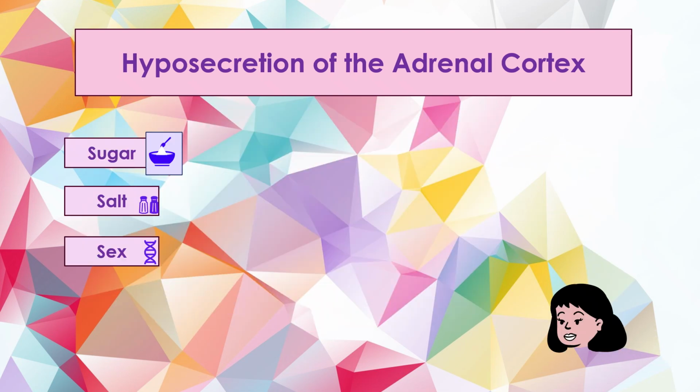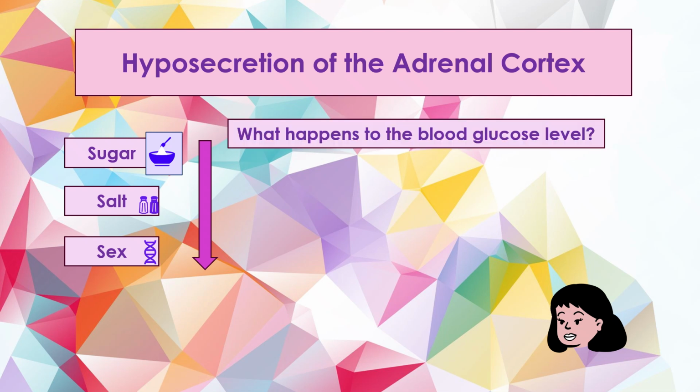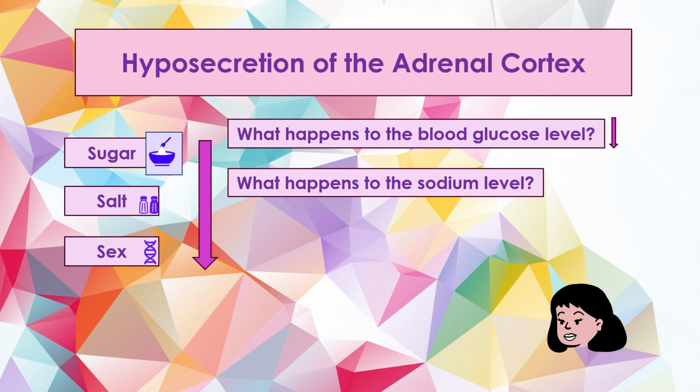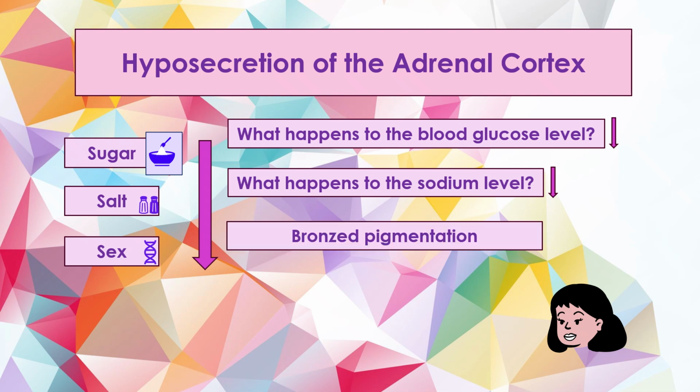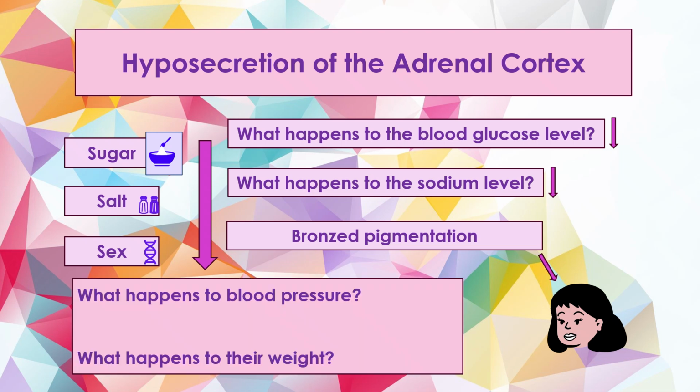For hyposecretion of the adrenal cortex, decreased glucocorticoids, mineralocorticoid aldosterone, and decreased sex hormones. So what will happen to the blood glucose levels? They'll go down. The sodium level, it will go down as well. Sex hormones go down, and you also may notice bronzy pigmentation or hyperpigmentation for your client. So if the sodium goes down, what happens to the blood pressure? It's going to go down. What would happen to their weight if they have decreased glucocorticoids and decreased mineralocorticoids? That will go down as well.